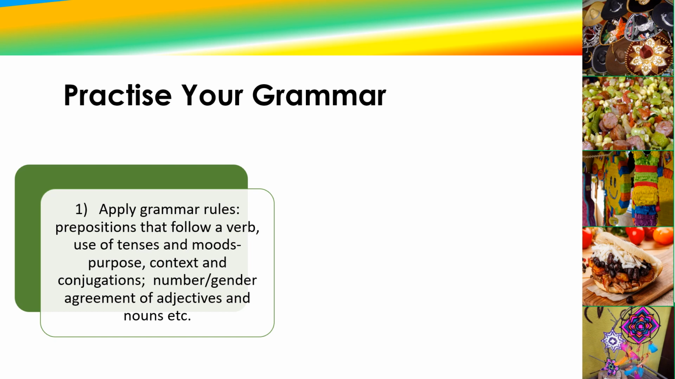As well as ir, the verb ir is the preposition a always follows. And we say hablar con. As well as salir para. All right, so know your tenses, moods, purpose, context, and conjugations. Number, gender agreement of adjectives and nouns, etc.